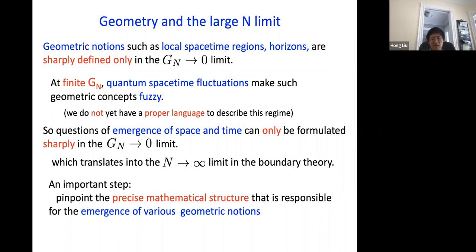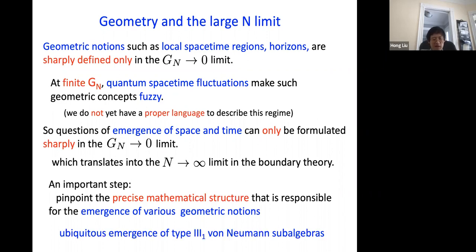So somehow, if you want to see this precise geometric notion associated with the bulk, there must be some new mathematical structure which arises in the N goes to infinity limit. So if we can pinpoint that precise mathematical structure, then that's equivalent to understanding how space and time and all those geometric notions arise.